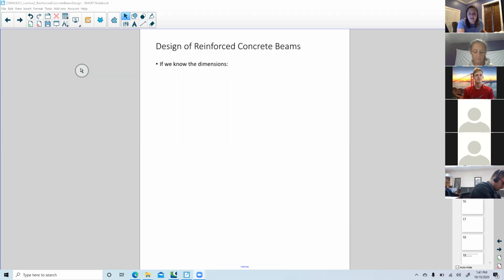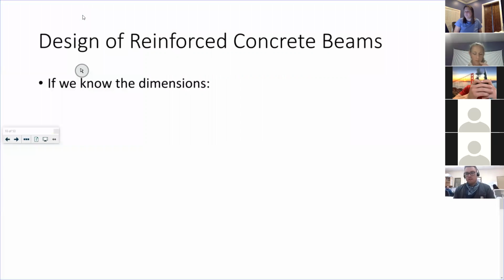So anyway, okay, concrete. We're finally into actually designing concrete. The first little bit of this lecture was all about where we put the reinforcement and all that. And now we're going to actually do an example.